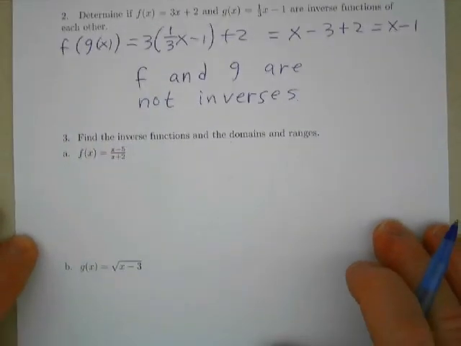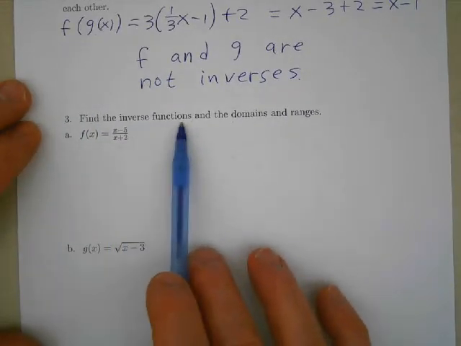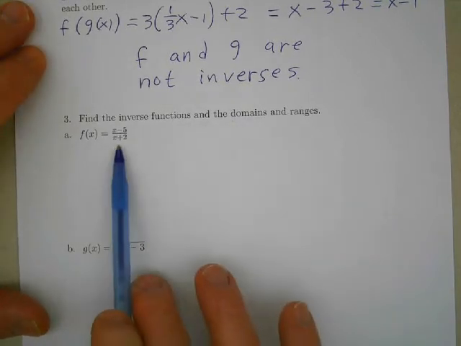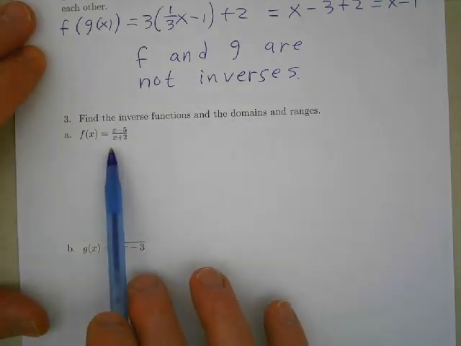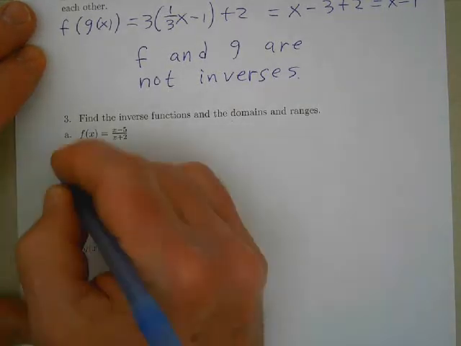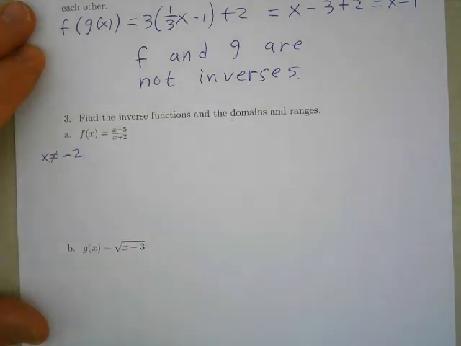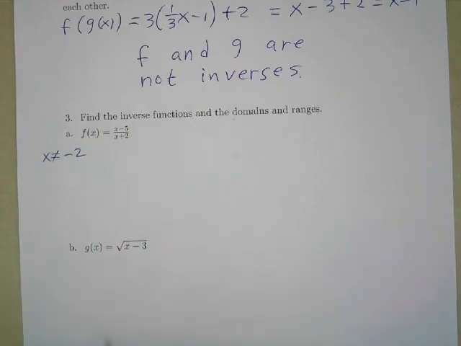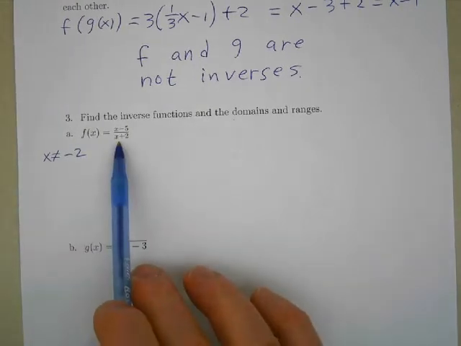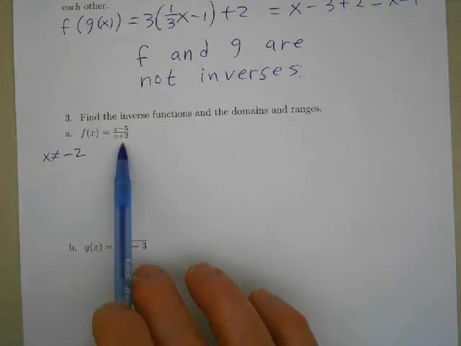Okay, in number 3, part A, find the inverse functions and the domains and ranges. This is a rational function. Note that the denominator is x plus 2. So that means the domain consists of every real number except negative 2. Negative 2 is the number that makes the denominator 0, and so it's a restricted value.